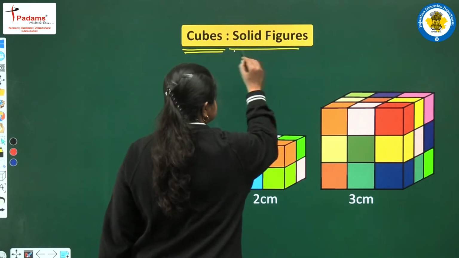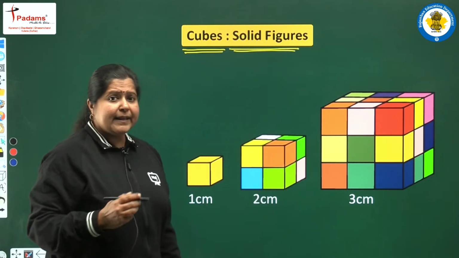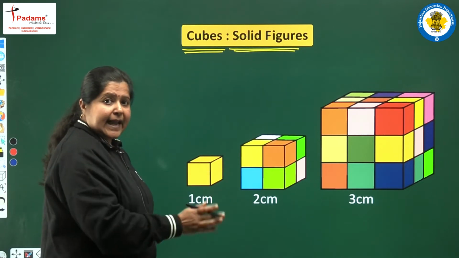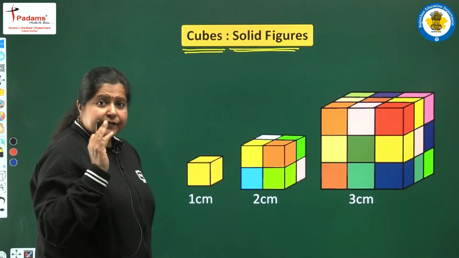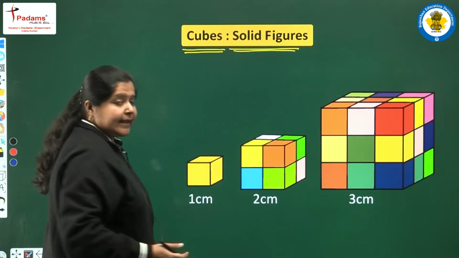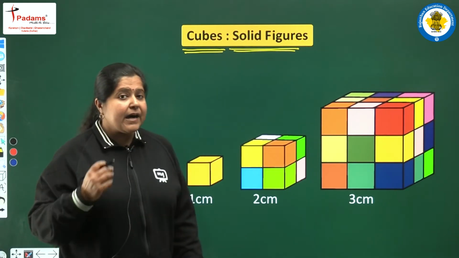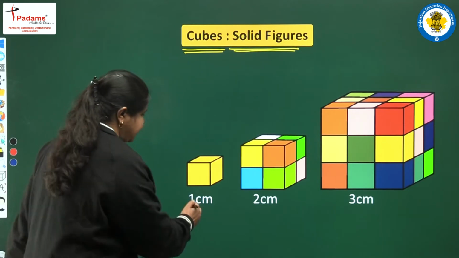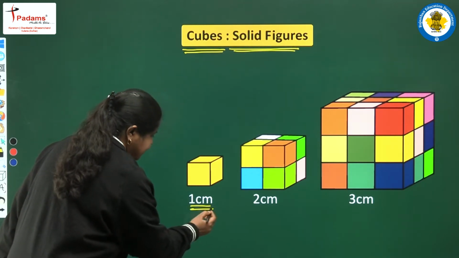Solid figures. By solid figures we mean that there are 3 dimensions: length, breadth and height as well. So we have these cubes with us, and how these cubes are related to the cube numbers that we are studying. Just look at this cube of side 1 centimeter.